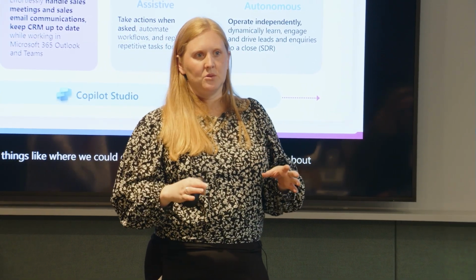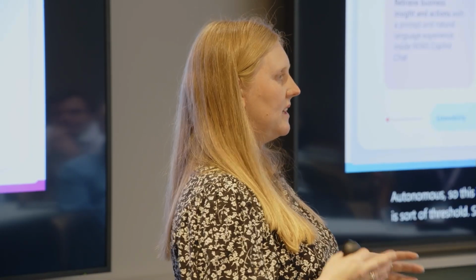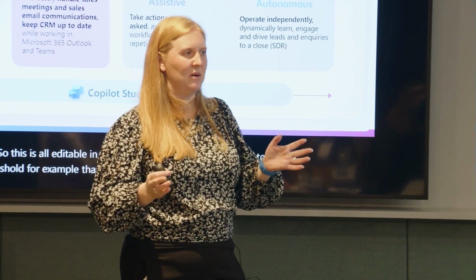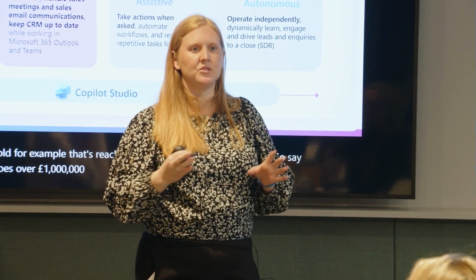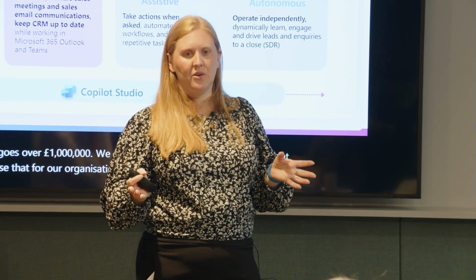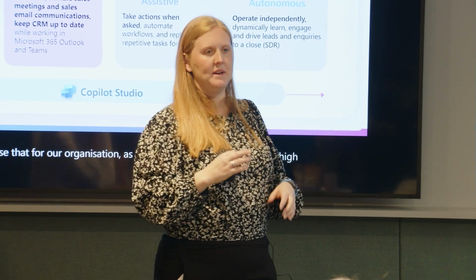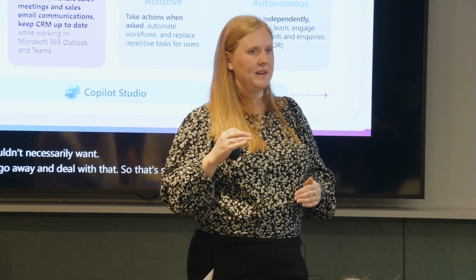So this is all editable in the background. You might want to have a certain deal size threshold, for example, that's reached. I'm just going to pick a number. Say the deal goes over £1 million. We really want a relationship manager to get involved in that, because for our organisation as a sales organisation, that's a very high value deal. So we wouldn't necessarily want the autonomous agent to go away and deal with that. When it reaches that threshold, we can get a person involved.